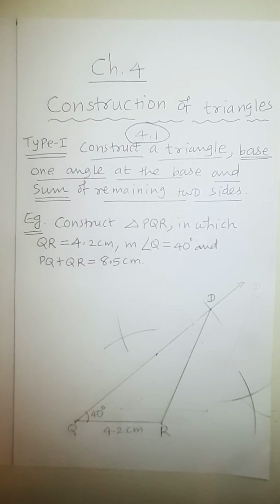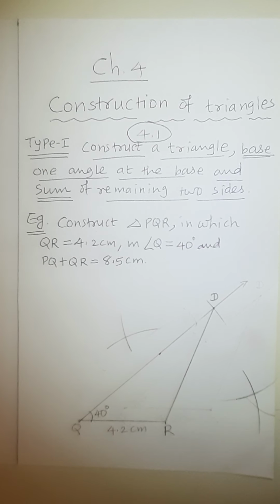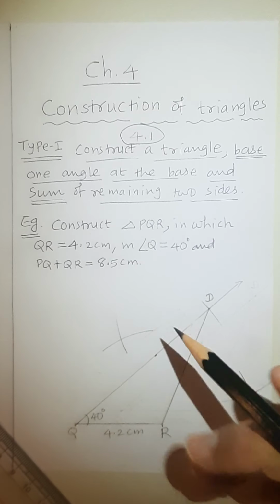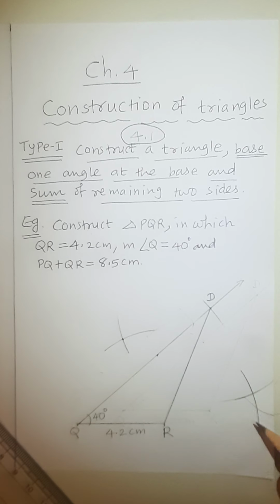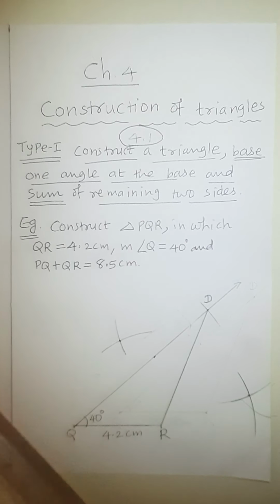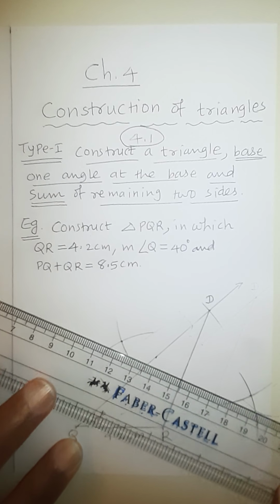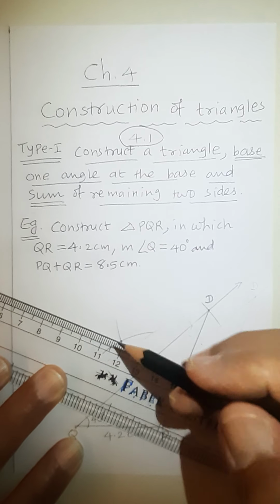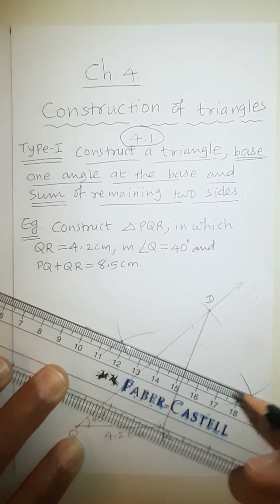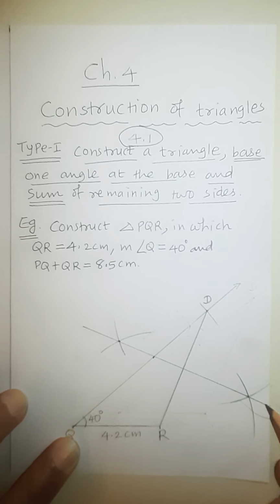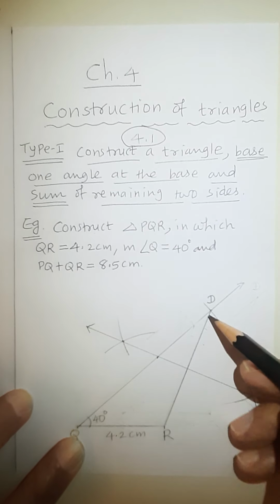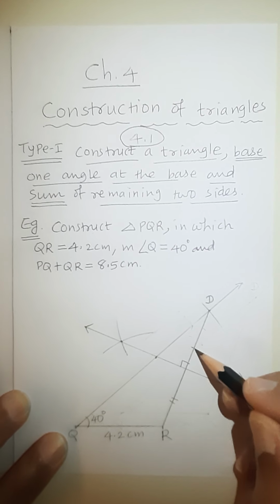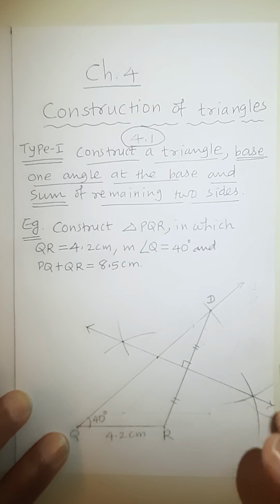After the two arcs are drawn, we can join the points of intersection. This is one point of intersection and this is another point of intersection. I have to keep the scale properly, and then draw the perpendicular bisector. This line is called the perpendicular bisector of segment DR. Why? Because it is perpendicular to segment DR and it bisects segment DR into two equal parts. So we have to put this type of marking.